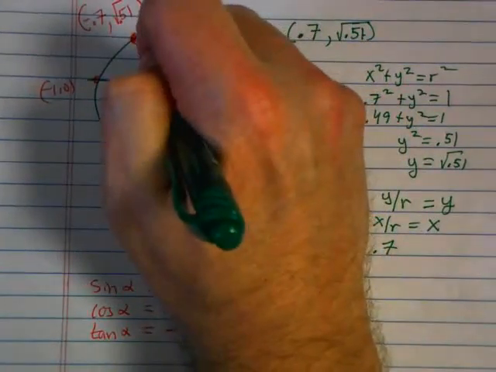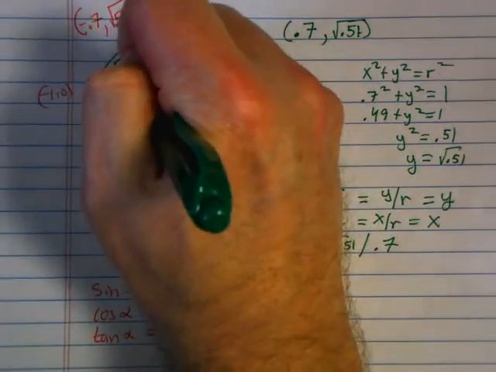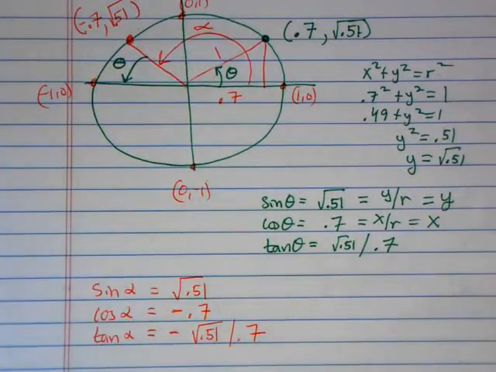What's this angle right here? Same as what? It is the reference angle. That's the word I was looking for. How are theta and alpha related? Theta is the reference angle.